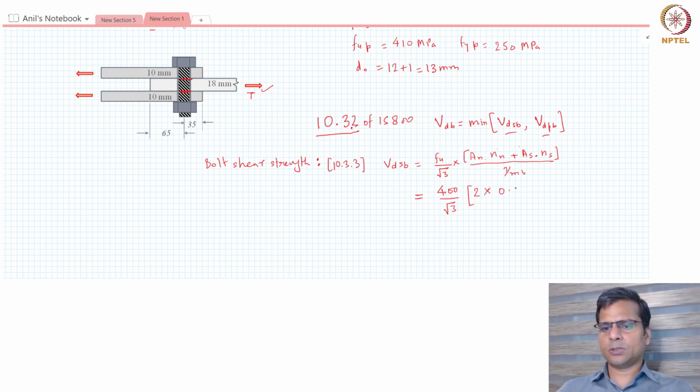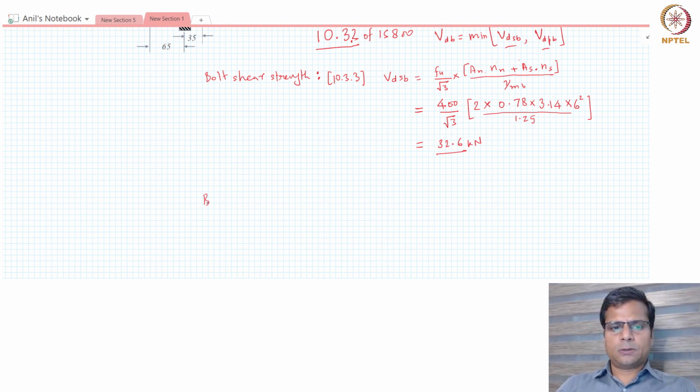Net cross section area is approximately 78% of the shank cross section area. And what is the shank cross section area? That is pi multiplied by the radius squared. The diameter is 12 mm of the bolt, so radius is 6 squared. So that is the cross section area divided by 1.25. Now we can calculate this. This turns out to be approximately 32.6 kilonewton. So this is the shear strength of this bolt.